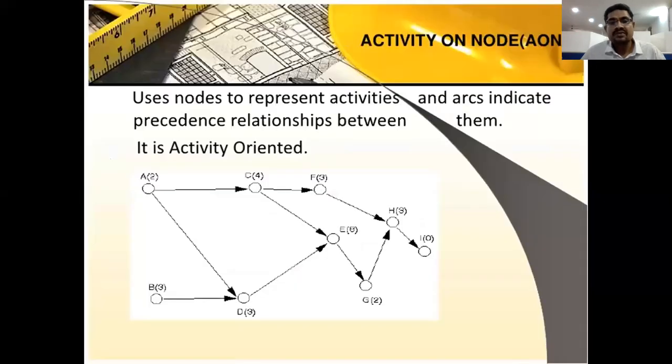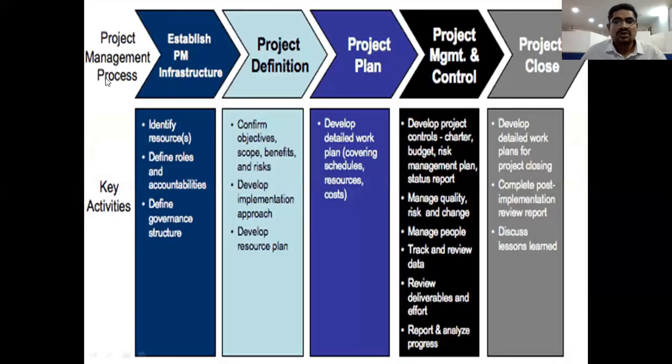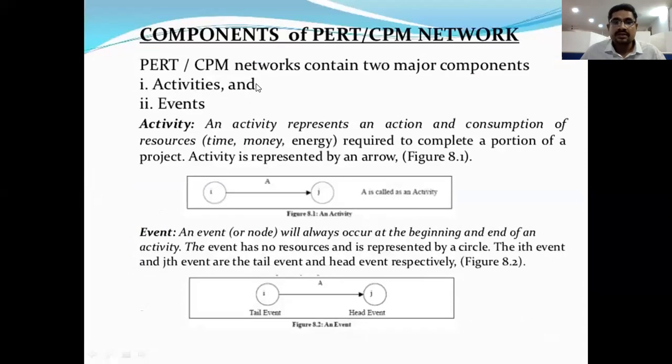So in the previous class we discussed the project management process, establishment of project infrastructure, project definition, and project plan. Project implementation and control is purely based upon the project plan, and finally after implementation and controlling, we need to close the project, right? So already we discussed the components of CPM and PERT.